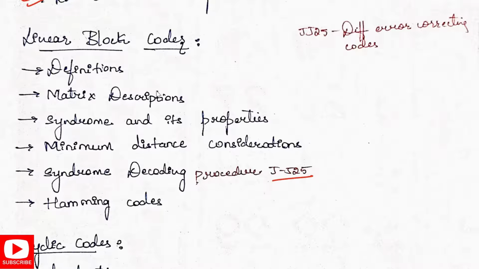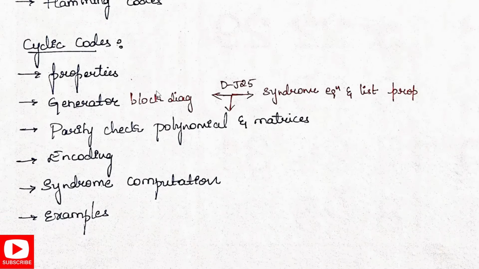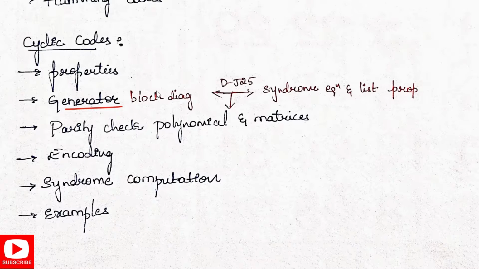So basically this module 4 is problem-oriented and you can expect more problems and numericals compared to theory questions. But we will read some of the theory also, because sometimes they may ask you about writing the procedures or some of the theory points. And then come the cyclic codes, where you have the properties, then the generator; they have asked to explain the generator block diagram and the parity check polynomial along with the syndrome equation and listing the properties. So we need that. Then comes encoding, then syndrome computation and some examples. This is what we will be studying completely in this module 4.